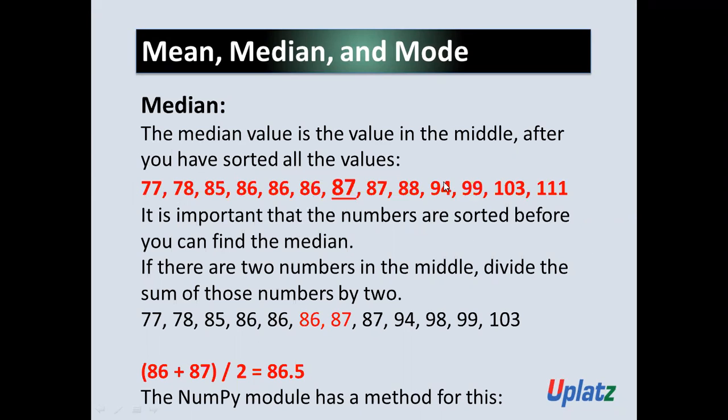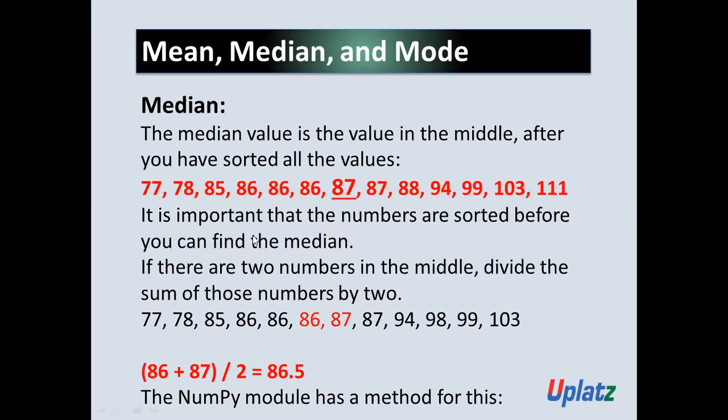Since we have a total of 13 values, what is the middle of that? Six numbers on the left side, six numbers on the right side. So 87 looks like the median. The median value is the value in the middle after you have sorted all the values. Is it simple? The middle value. See here, we have a total of 13 values, so this one is our median. On the left side we have six numbers, on the right side we have six numbers.